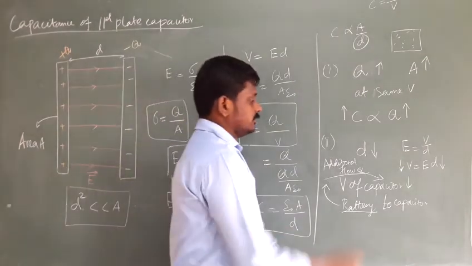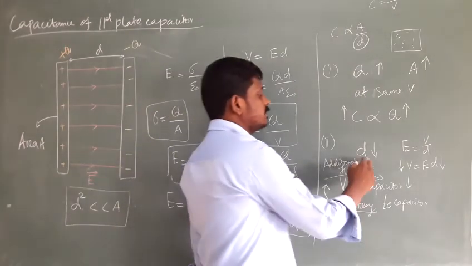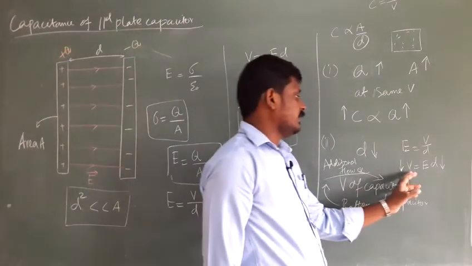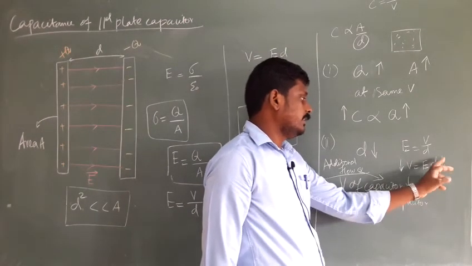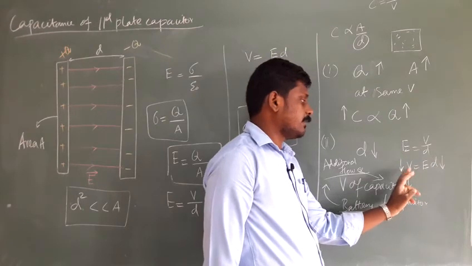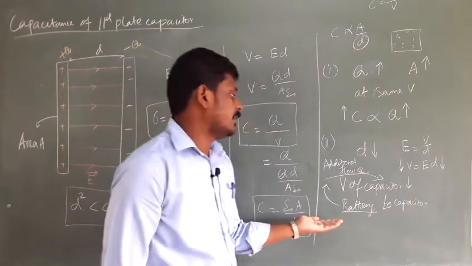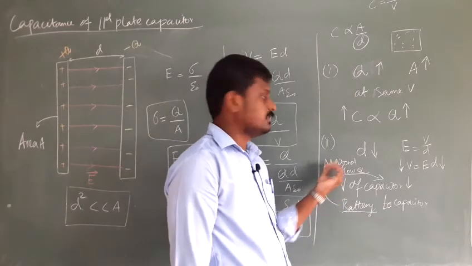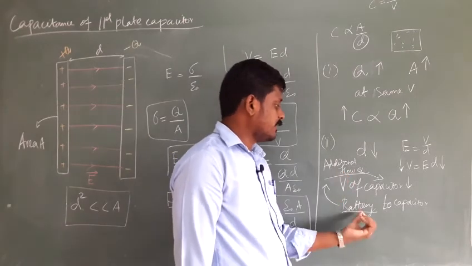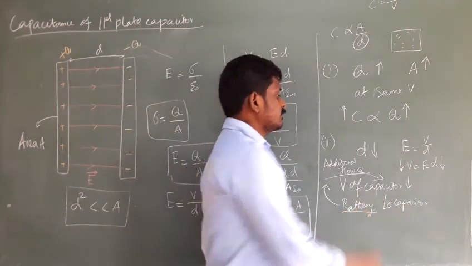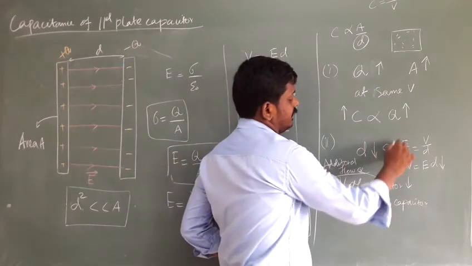So just once again, if you decrease the distance between the two plates, then V is directly proportional to D. So D decreases, potential of the capacitor decreases. So to balance this condition, there is an additional flow of charges from the battery to the capacitor. So charge value increases, and capacitance increases.